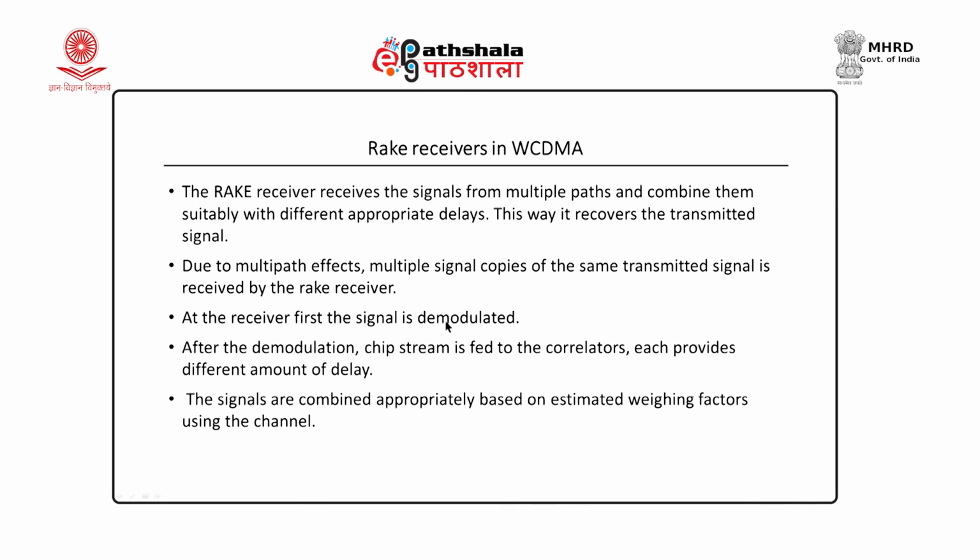At the receiver, first the signal is demodulated, and after that the chip stream, that is, in CDMA we have learned that the chipping sequence is sent along with the data, is fed to different correlators instead of one correlator, and each has some amount of delay, and then the signals are combined appropriately based on the estimated weighting factors using the channels.